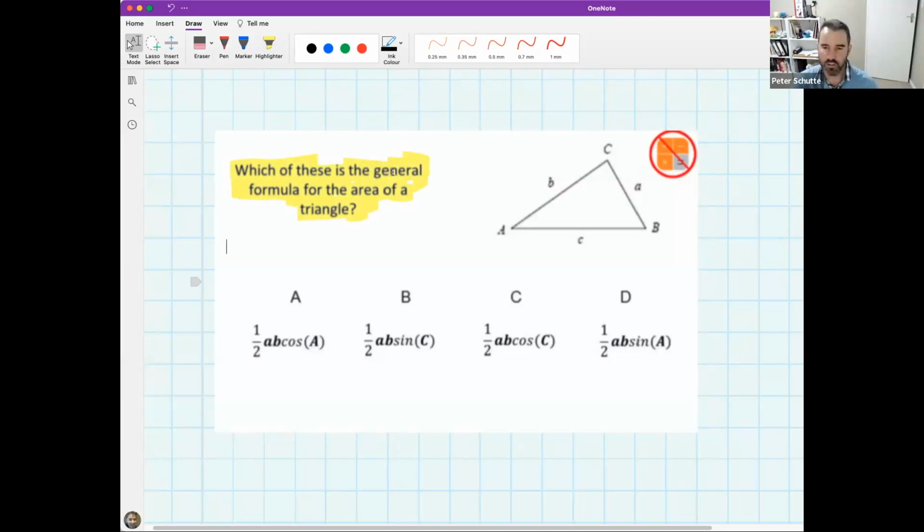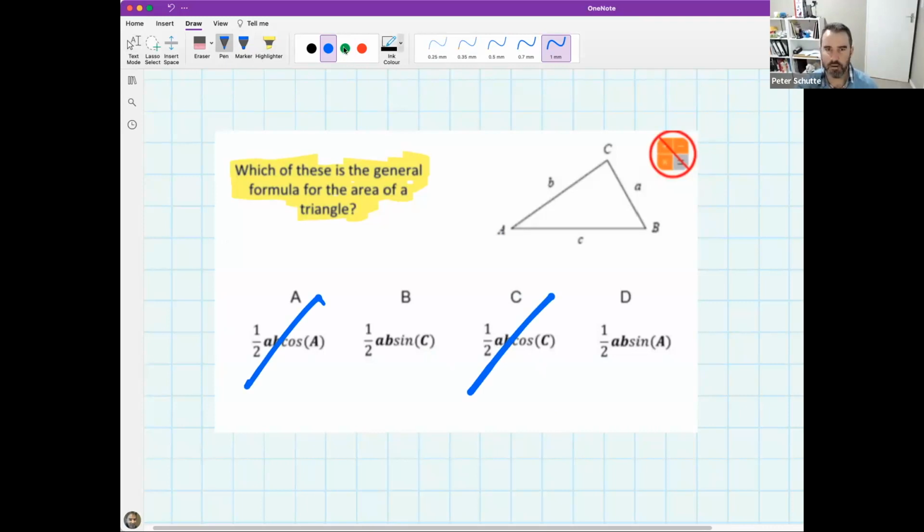Which of these do you think is correct? Ask yourself, when we were doing the area rule, we found two sides and then an angle. Which one do you think fits here? Now, I'm going to throw out these because I know that the area of a triangle must use the sine trig ratio, so it can't be A and C.